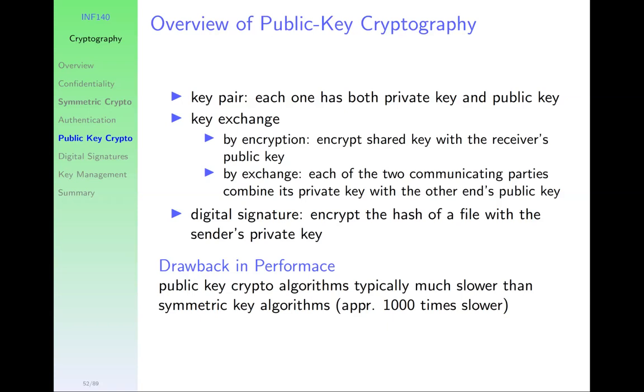And Alice signs the file. By signing the file, it means Alice encrypts the file with Alice's private key. Then Bob will be able to verify the signature with Alice's public key, which is known to Bob or to anyone. This is the idea of digital signature.